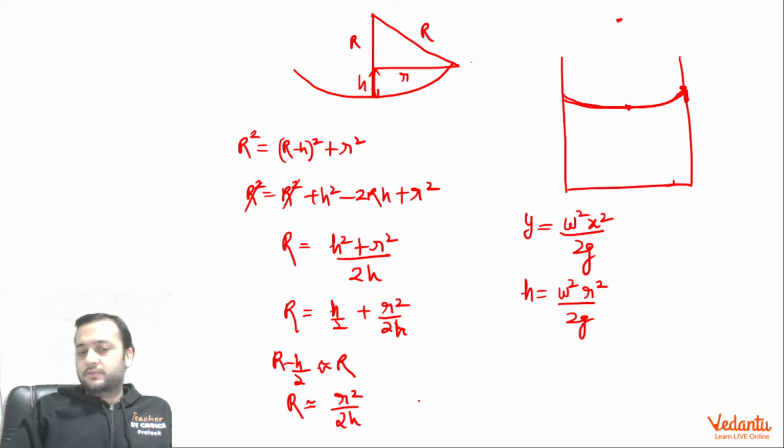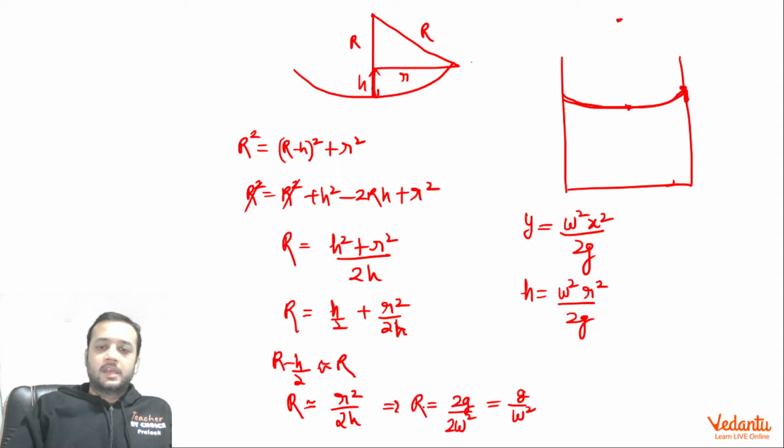Now from here, R square by h, if you see, it comes out to be 2g by omega square. So if you put the value over here, R square by h becomes 2g by omega square. So 2g by omega square into 2. So this becomes g by omega square. So this is the value of capital R that we are going to use for the optics part of the question. Now, in the second part, we have been asked to find the apparent depth.